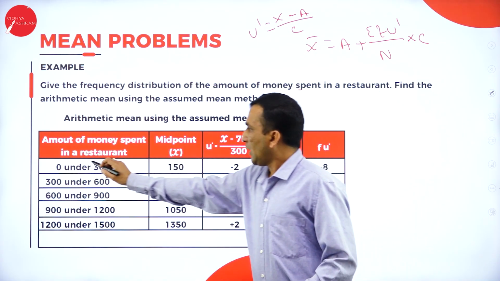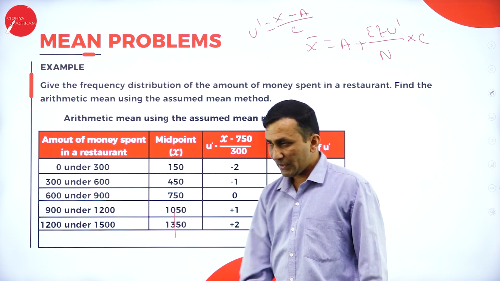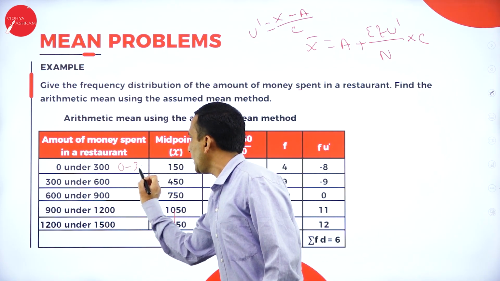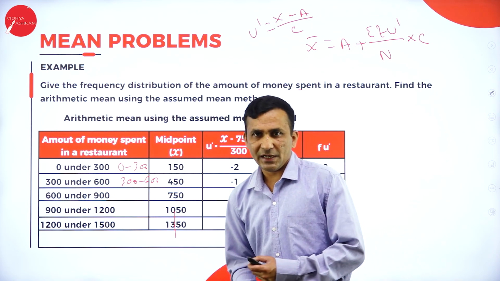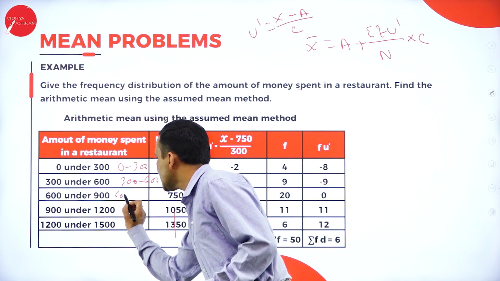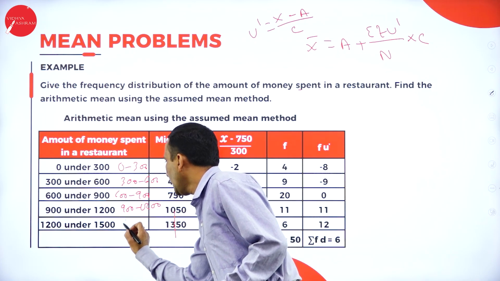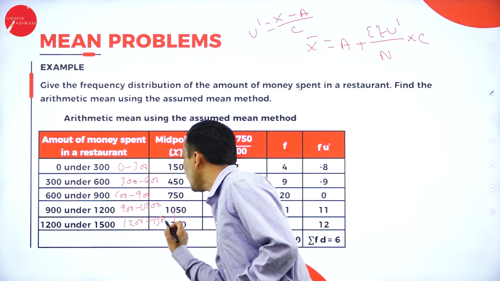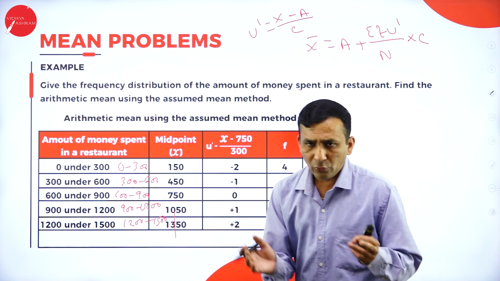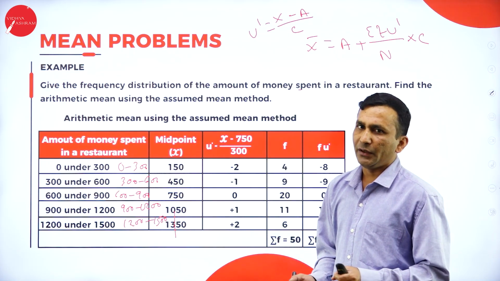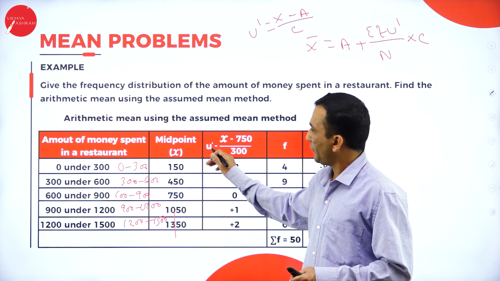Here in this set of data we have already located the midpoint values. As in the direct method, we write the classes: 0 to 300, 300 to 600, 600 to 900, 900 to 1200, and 1200 to 1500. The midpoints are already located, but we need to write them one more time. After identifying the mid values, now we have to apply the u dash.